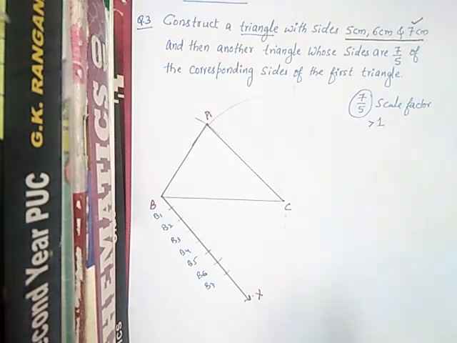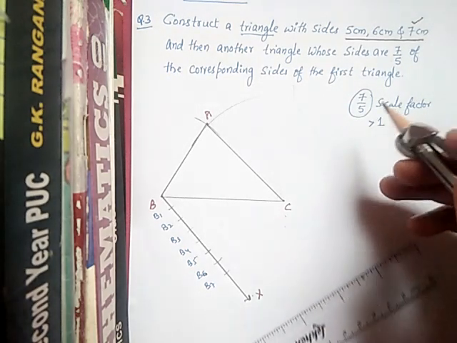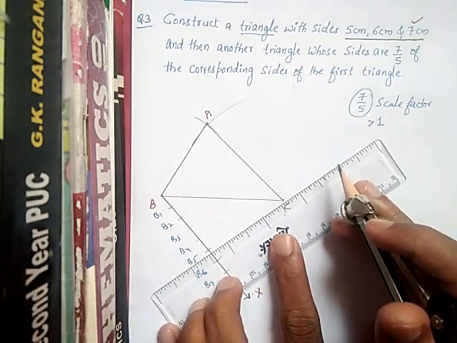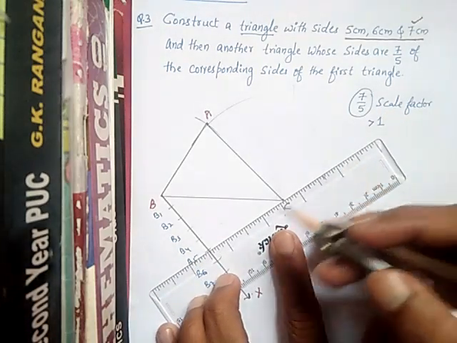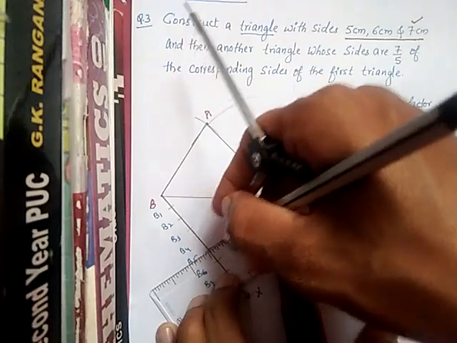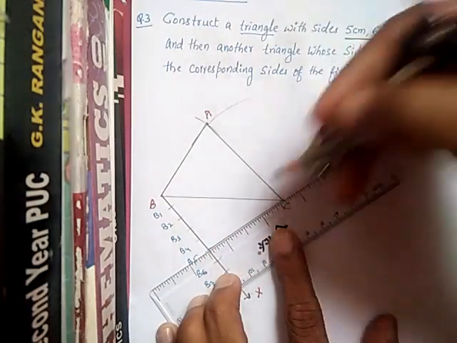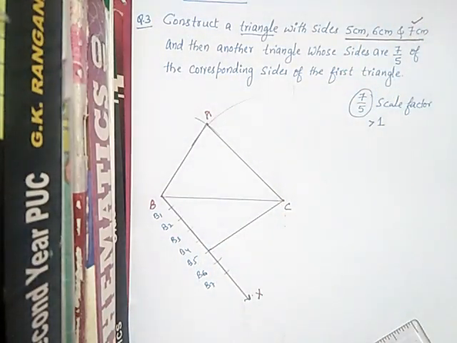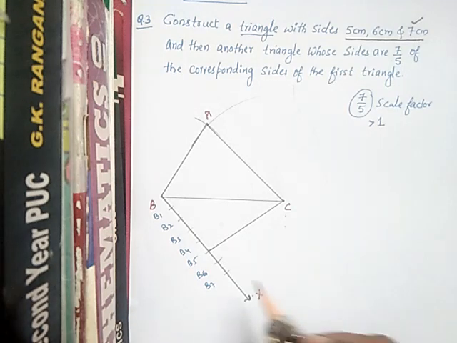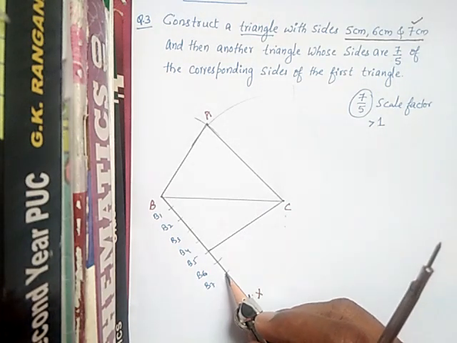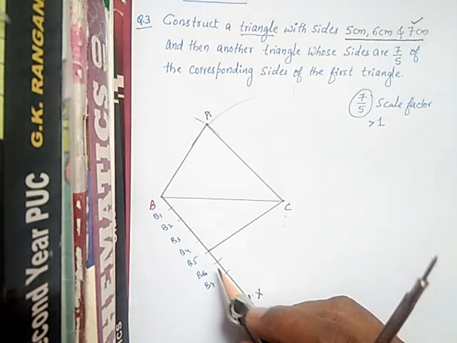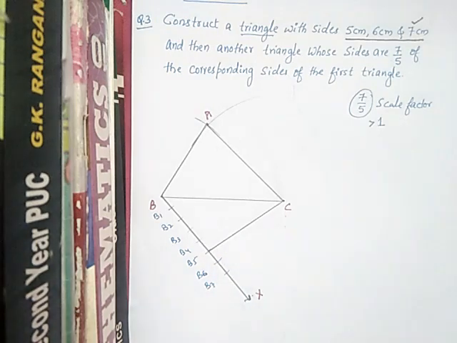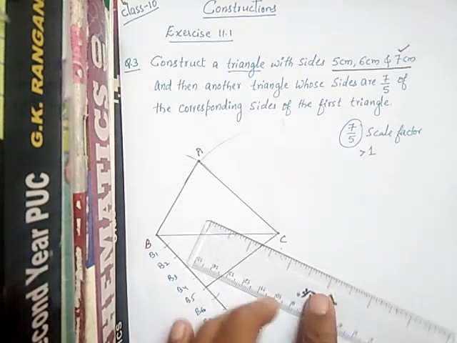Now in the denominator here it is 5. So from B5 to C you have to join like this. Now the important thing is that you have to draw a parallel line from B7 such that it is parallel to B5C. For this, what you have to do is this.